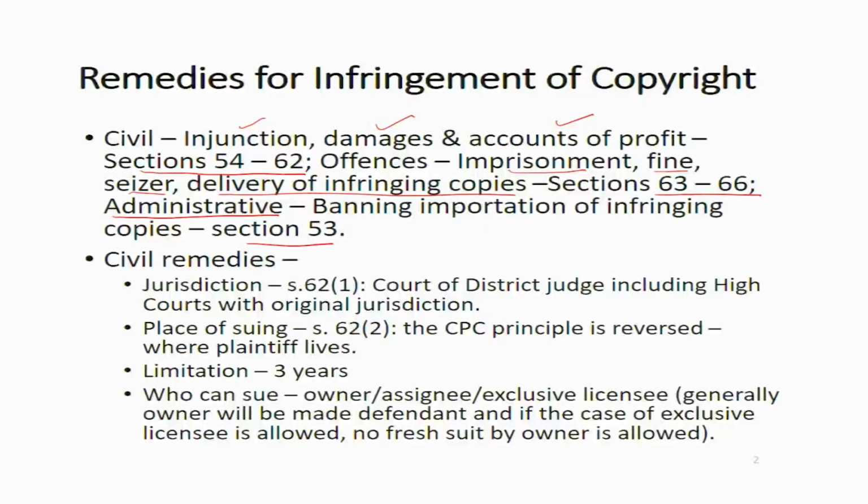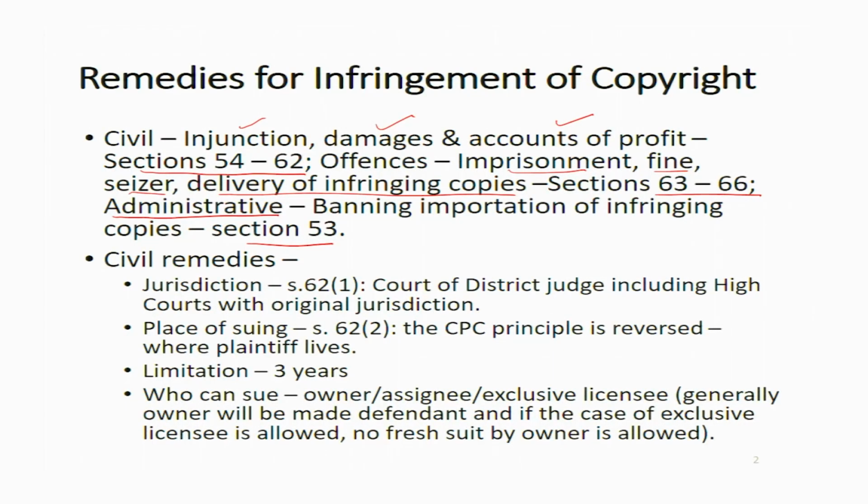Exclusive license has been defined, we discussed it. We said exclusive license means a license granted to one individual excluding all others. Even the owner is excluded from exercising those rights, then such a license becomes an exclusive license. An exclusive licensee can also file a case of infringement, and if he files a case of infringement, then generally the owner will be made one of the co-defendants. And if a case filed by an exclusive licensee is allowed, no fresh suit by the owner will be allowed in that case.